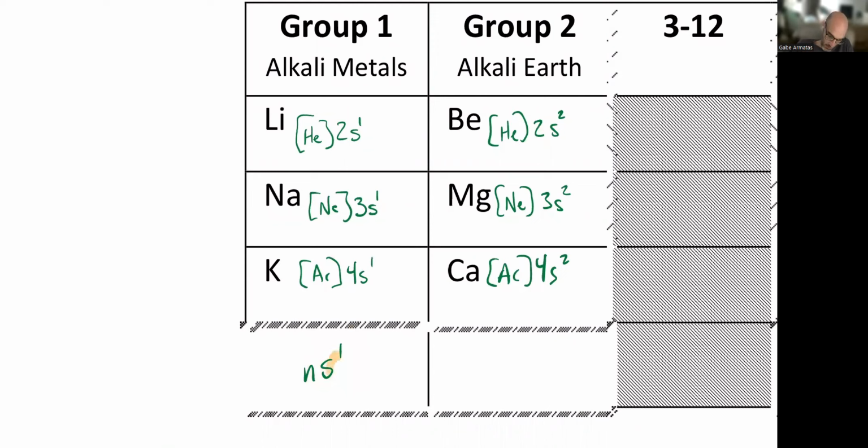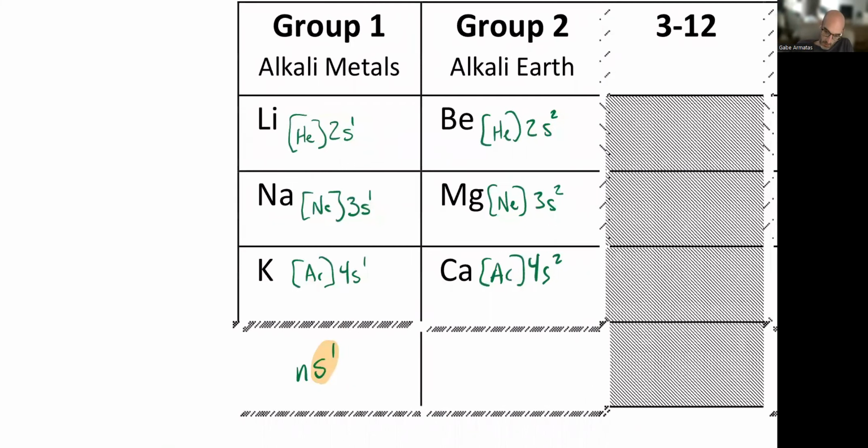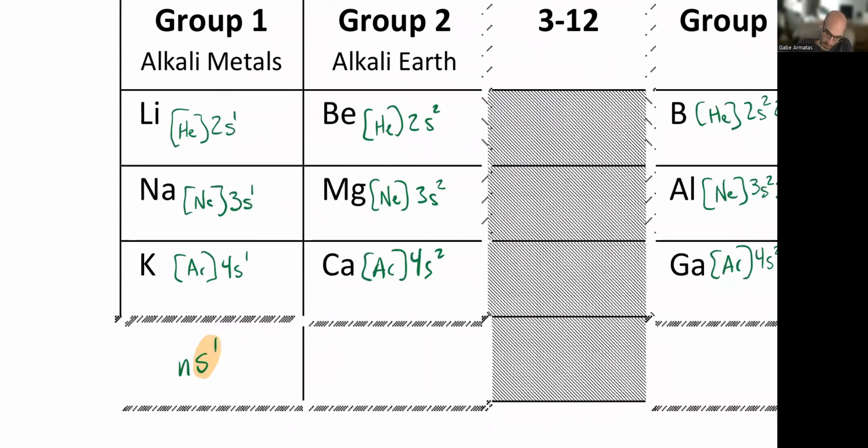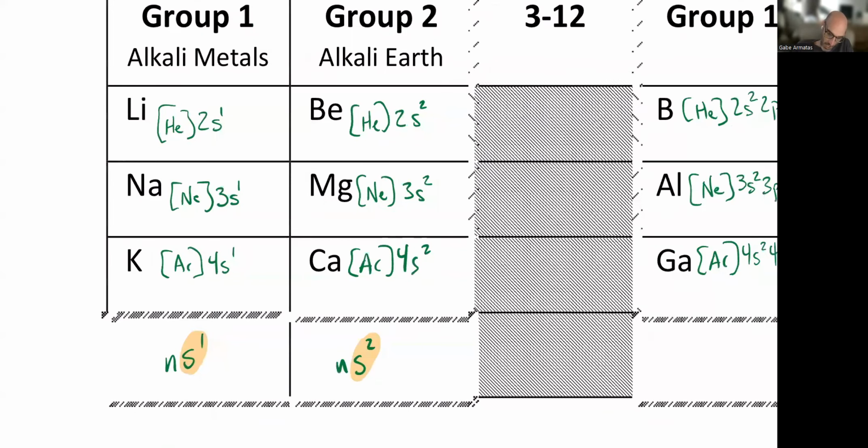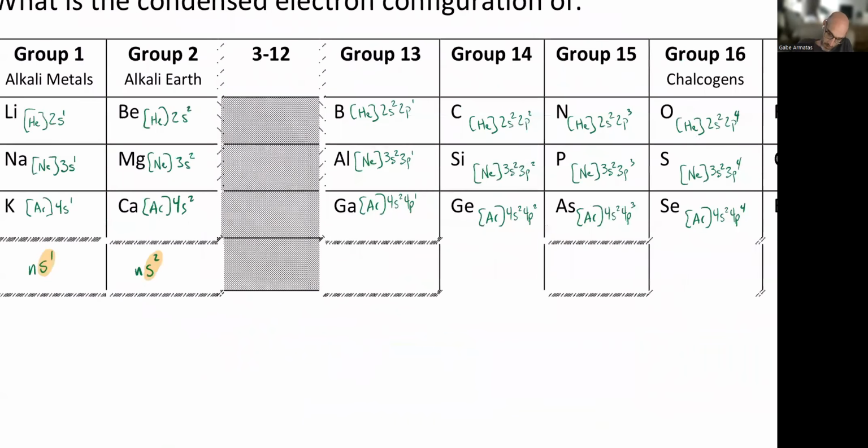s1. Okay, so s1 electrons. Okay, group 2 is going to be some amount, same exact idea, ns2. Okay, and on we go. So group 13, group 14 is ns2, np1. Again, you'll notice that every single one of those has that same configuration.